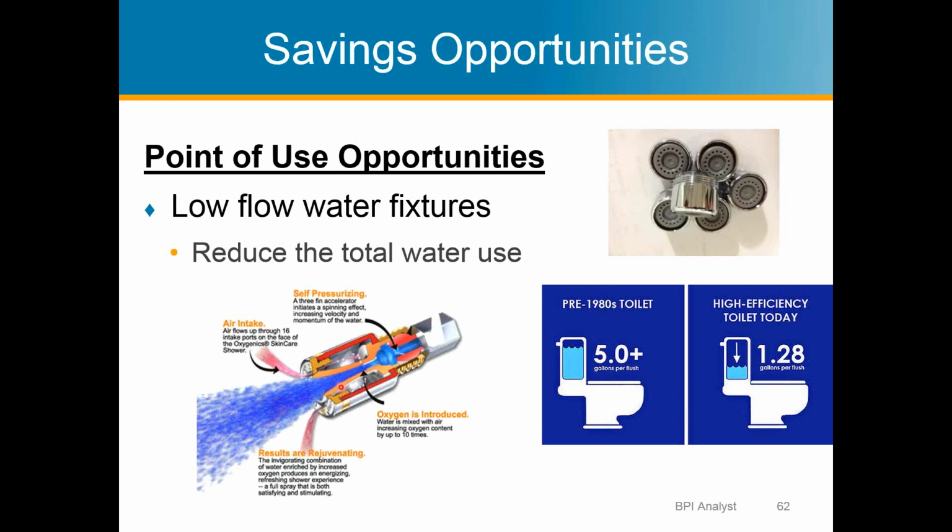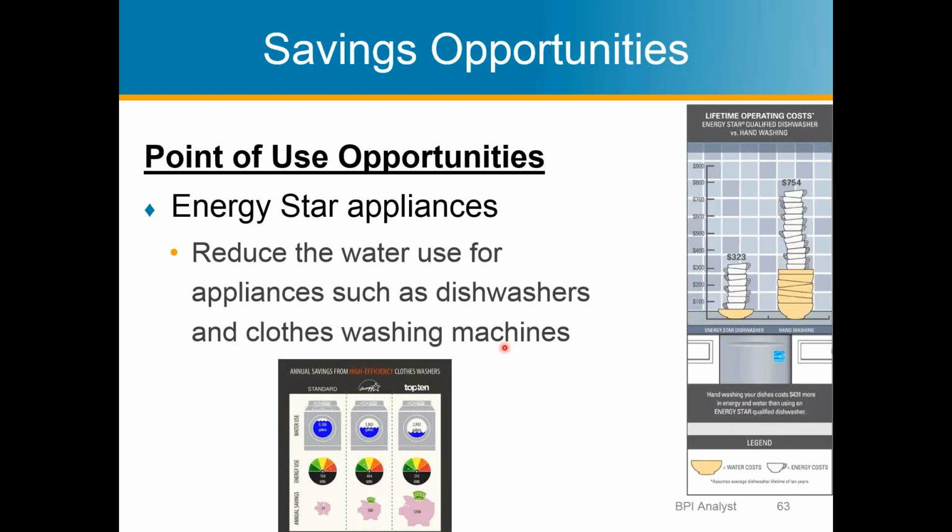Aerators. So this is the aerator. This is a little thing that screws on the end of your faucet. You can get lower flow aerators for $3 to $5, save a lot of water. Toilets don't use hot water, but they save water anyway.